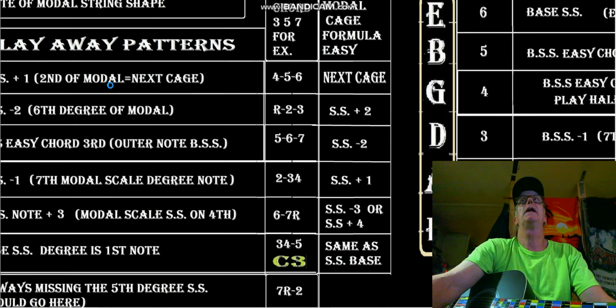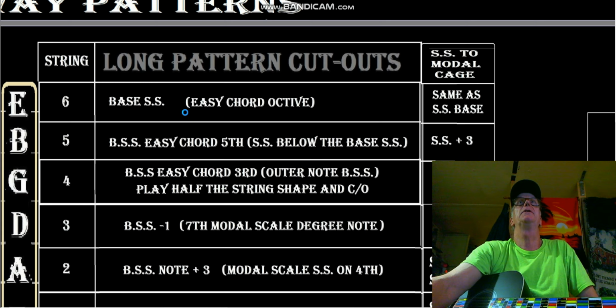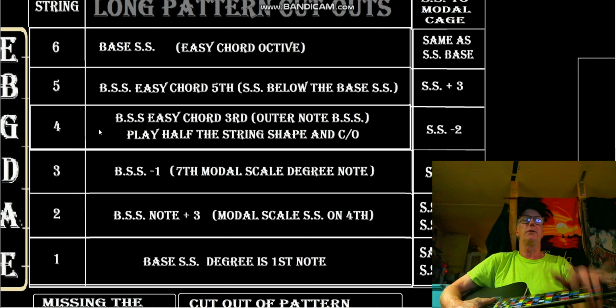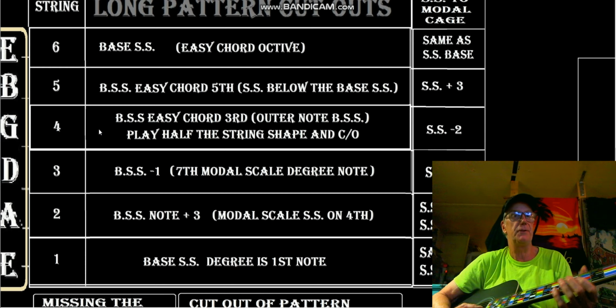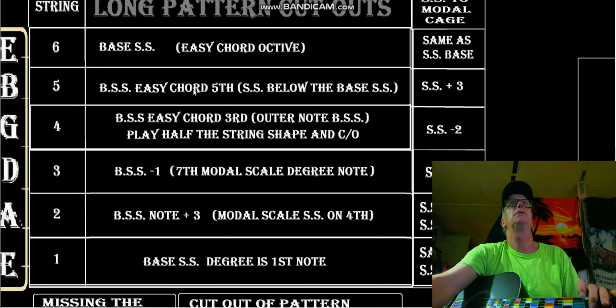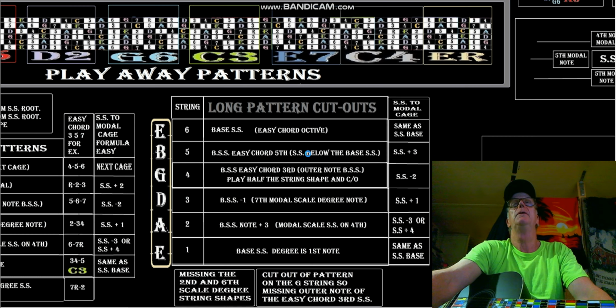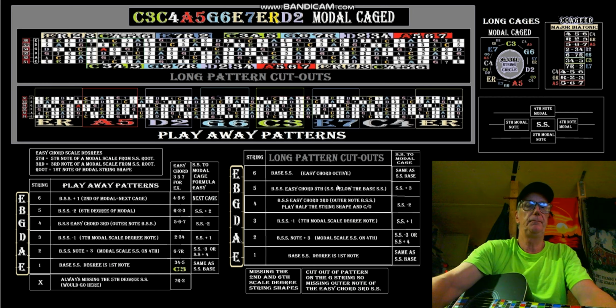That would be with the cutouts. So it's right here. Okay, so here's your cutouts. So the fifth string would be the easy chord fifth. Of course, you would have an easy chord third in playaway, but then you'd go, instead of to that fifth on that cutout on that fifth string, you're going to be one scale member up. So that's going to be the easy chord sixth, really. But here's the fifth because we're one down from there. So that's pretty much what's going on with these charts that I've been working on lately.